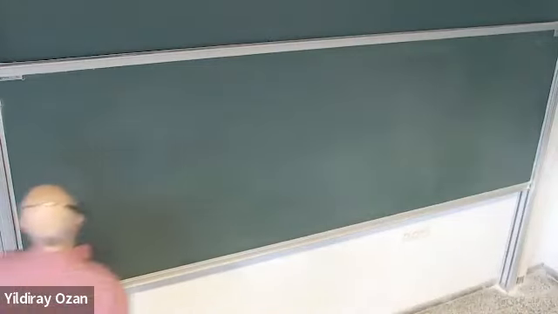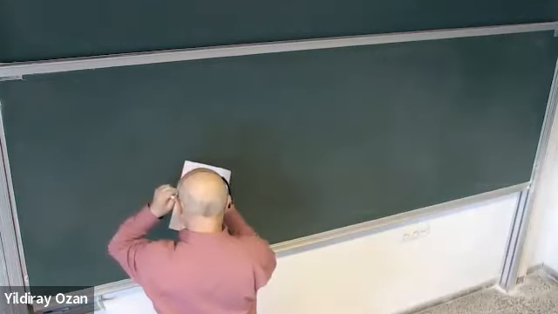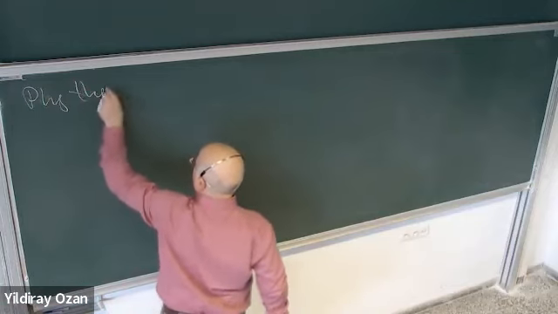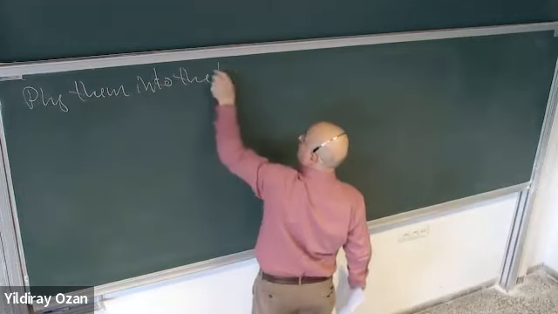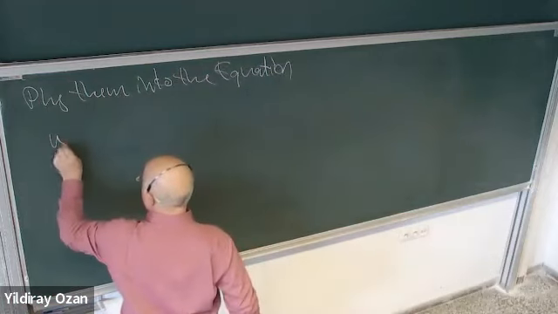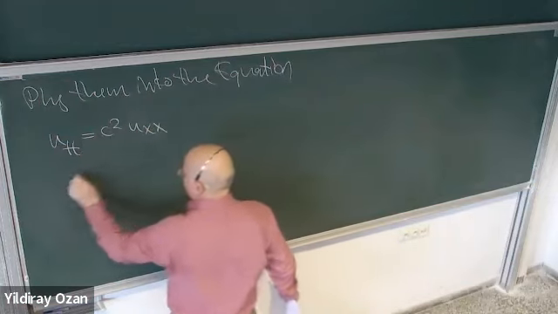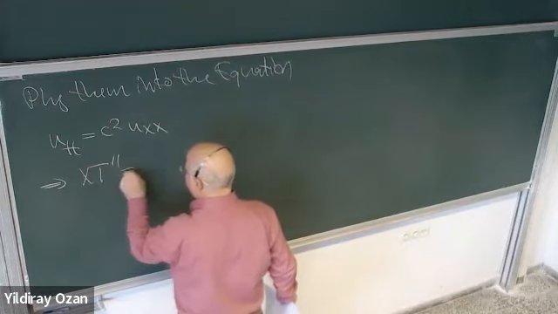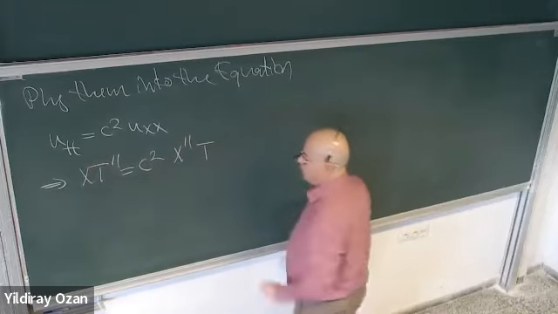Okay, we plug them into the equation. So that's the second step. No, first step. Plug them. u sub tt is equal to c squared u sub xx. So we will get what? X times t double prime is equal to c squared times x double prime times t.